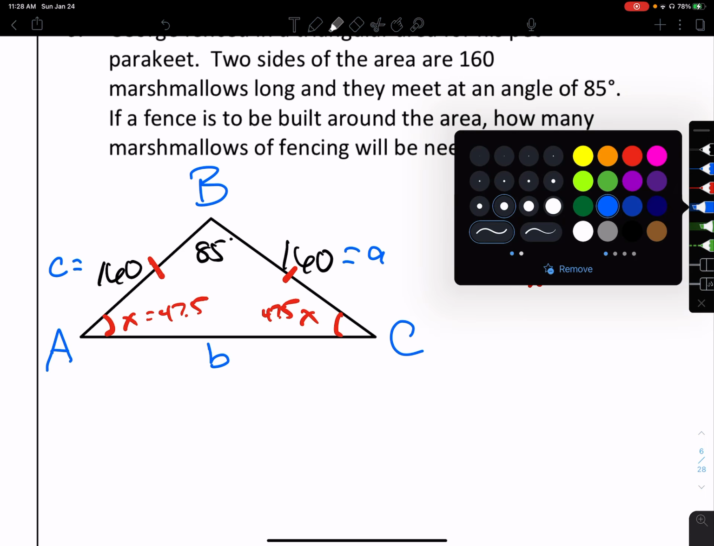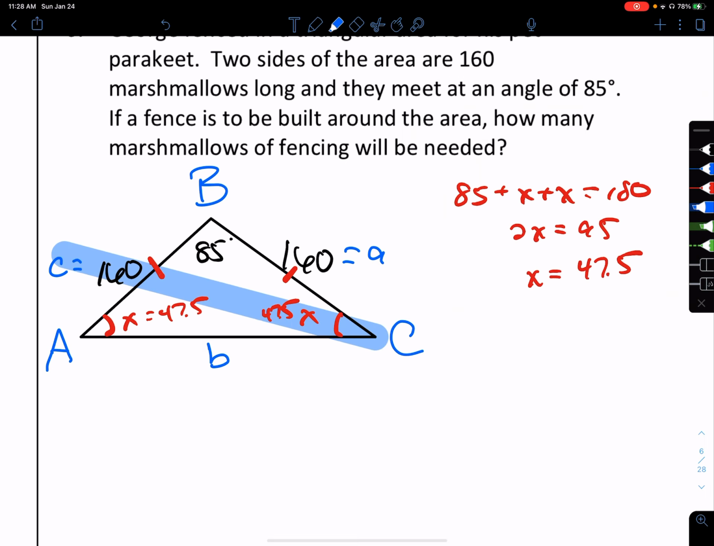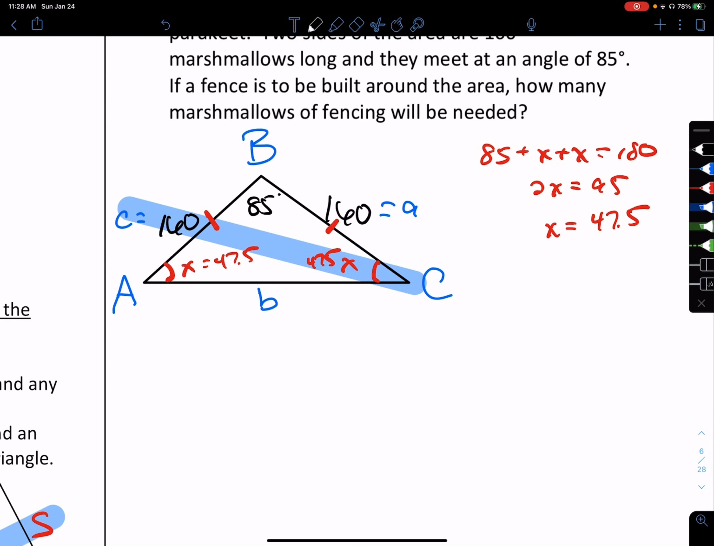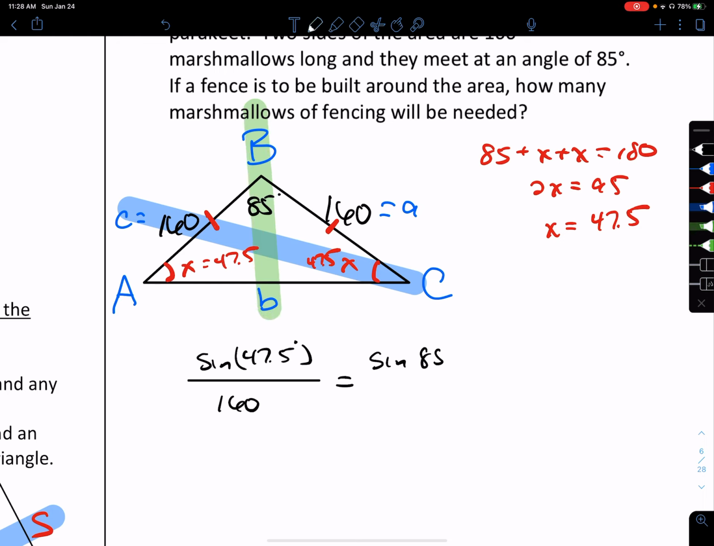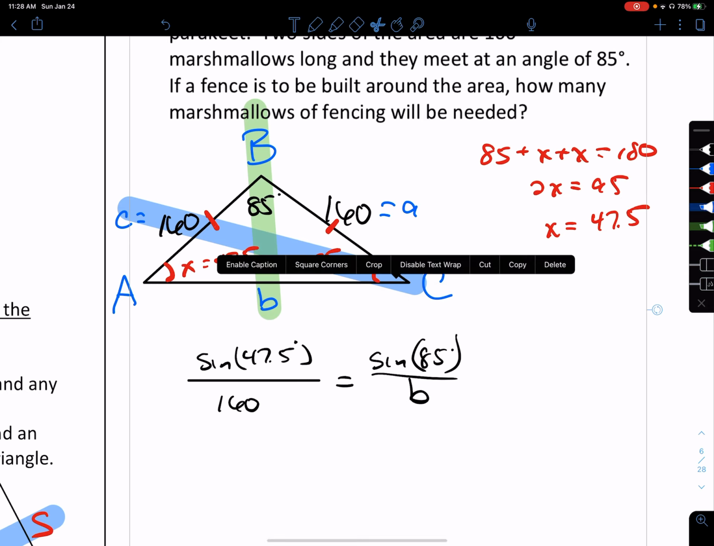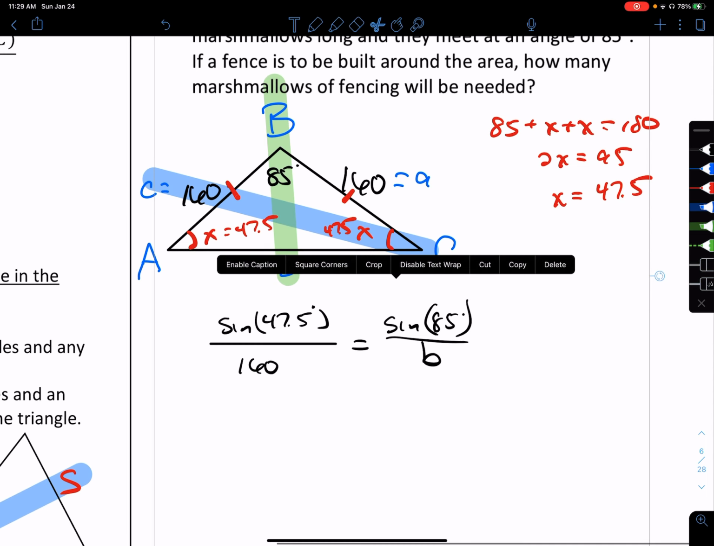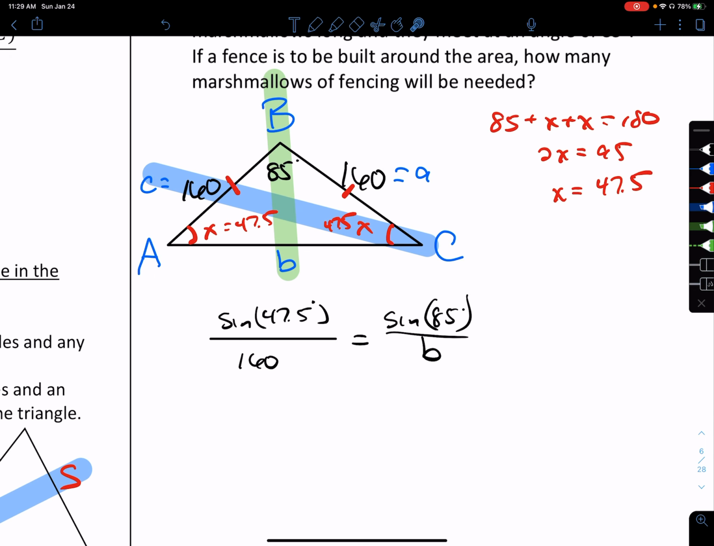Once again, we can because we know the measure of a side and the angle opposite of it. So we're going to use that as our starting ratio. Sine of 47.5 degrees over its opposite side of 160 has to equal sine of 85 over its opposite side, b. This is the law of sines in action. Trying to solve the equation for b, so I'm going to try to separate my variable from sine of 85.